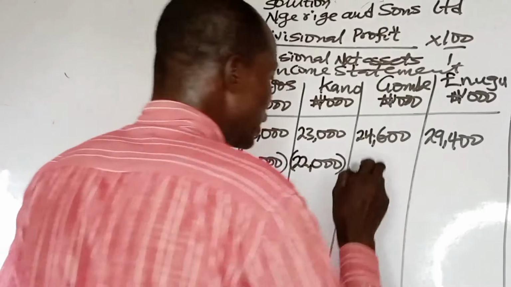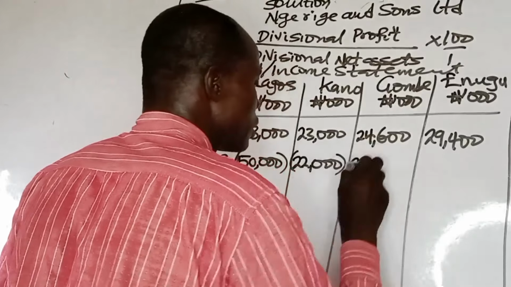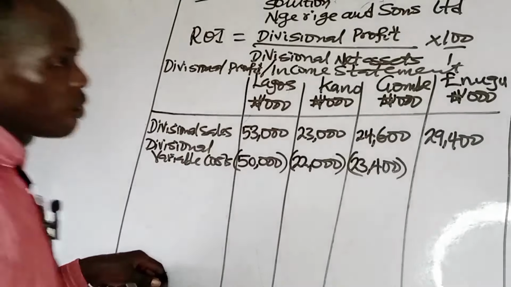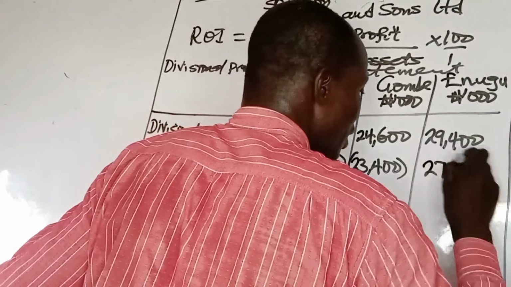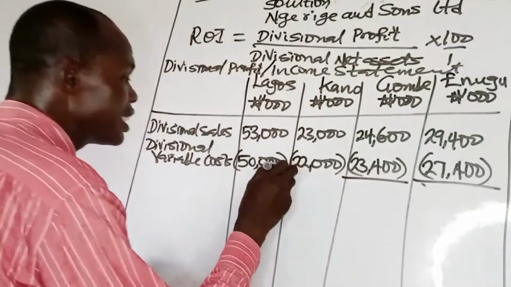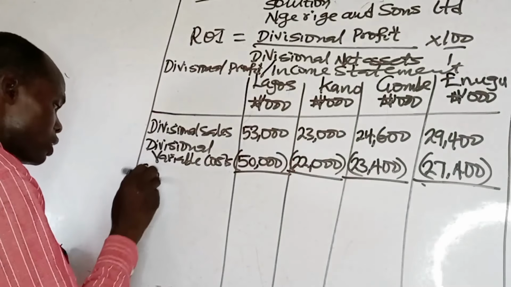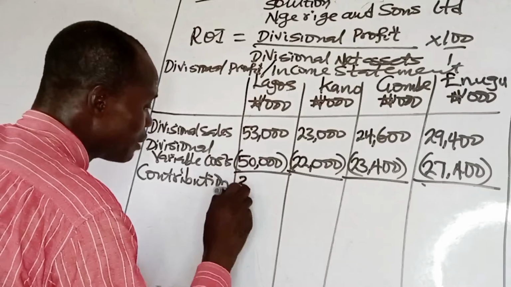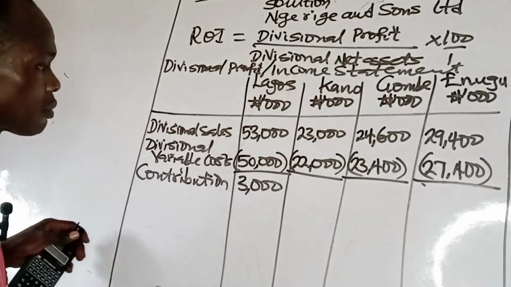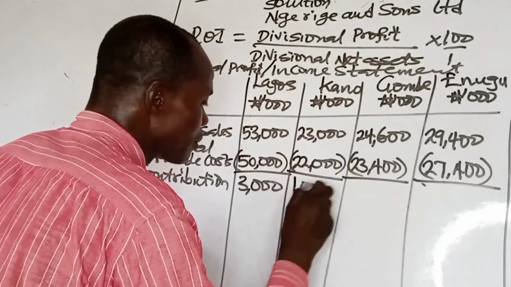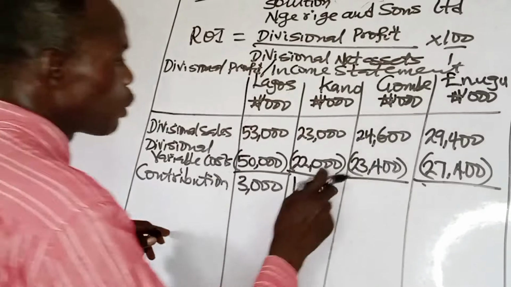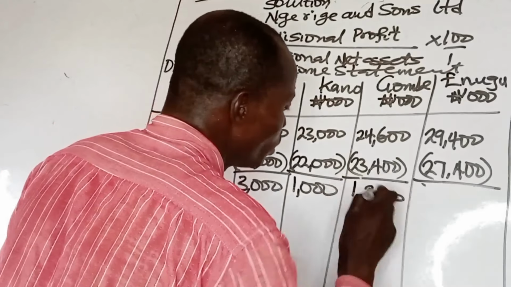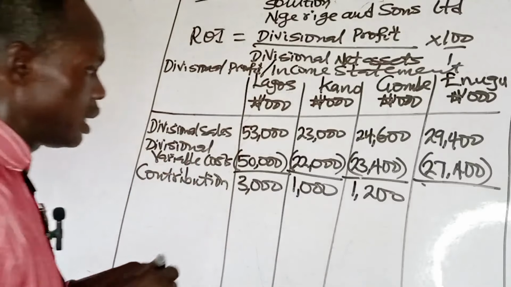For Gombe, we have 23.4 million. And for Enugu, we have 27.4 million. Remember, sales less variable cost will give you the contribution. So this is the divisional contribution. 53 million minus 50 million, that will be 3 million. Contribution of 3 million for Lagos division. 23 minus 22, that is 1 million for Kano division. For Gombe division, we have 1.2 million.